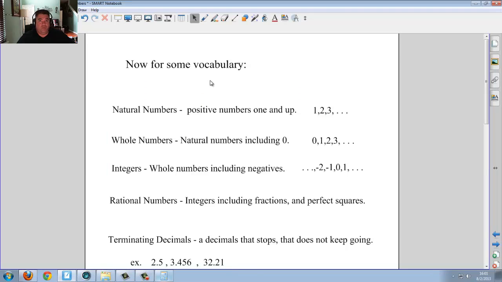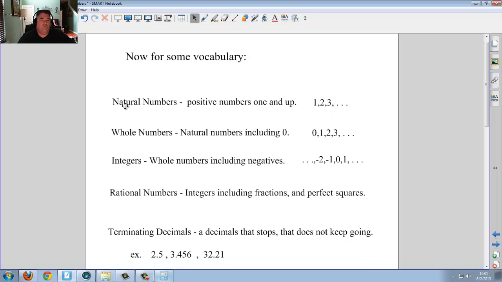Now, of course, for some vocab. I know, not always a favorite, but we need to do it. When they say the word natural numbers, that means positive numbers that are 1 and up. So 1, 2, 3, 4, 5. Whole numbers, well, they're 1, 2, 3, 4, and 5, but they also include 0. So whole numbers are natural numbers, but include 0. Natural numbers were just 1, 2, 3, and up.